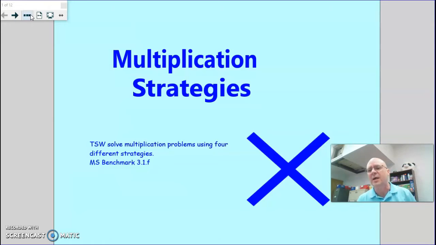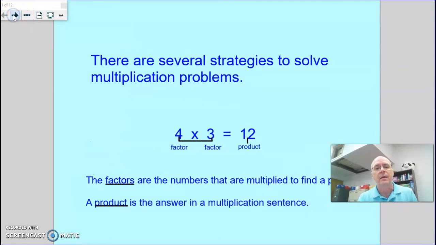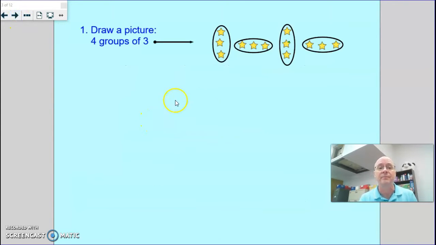And we're going to really concentrate today on an array, okay? That's what we're going to concentrate on. But now, let's go through a couple of things here. Numbers you multiply by to get an answer are called factors. And the answer to a multiplication problem is called a product, okay?